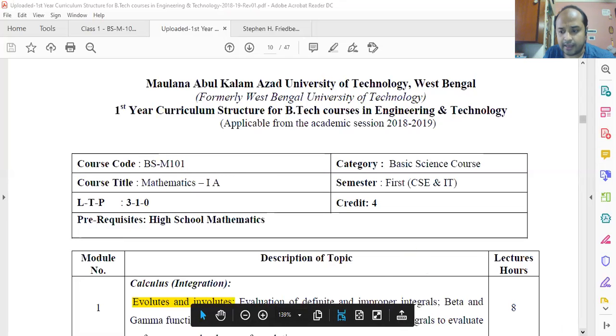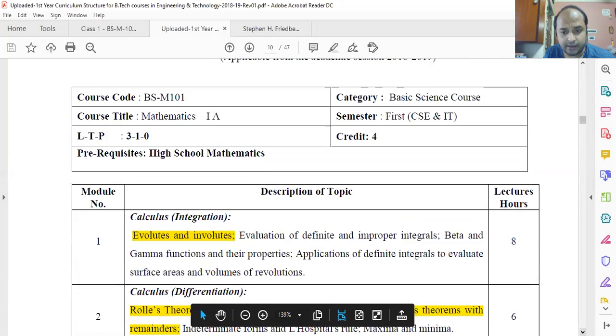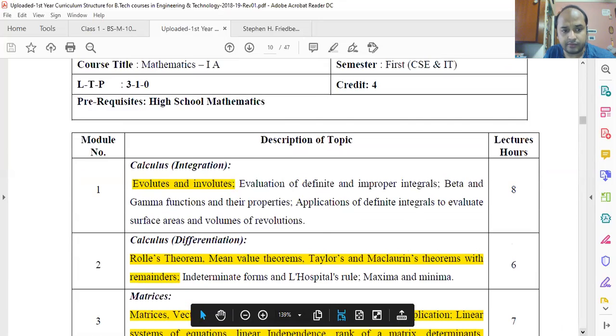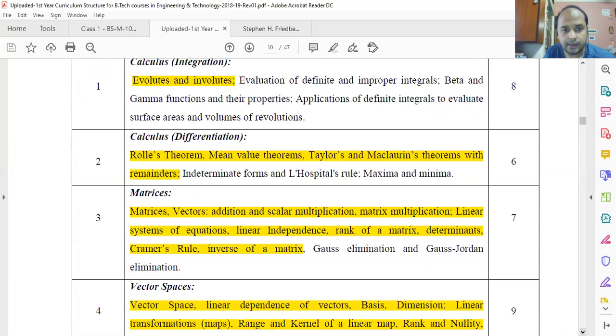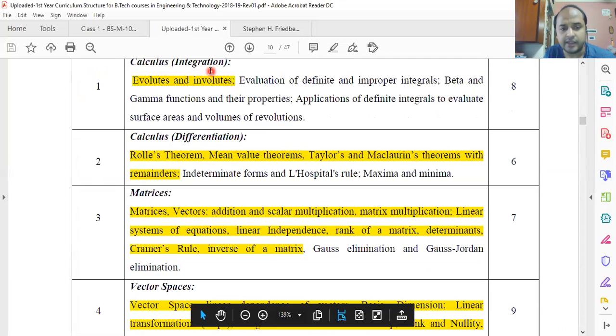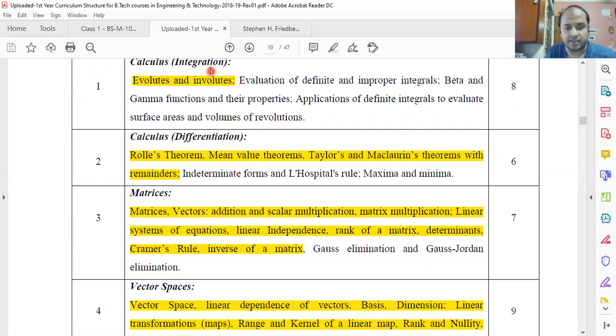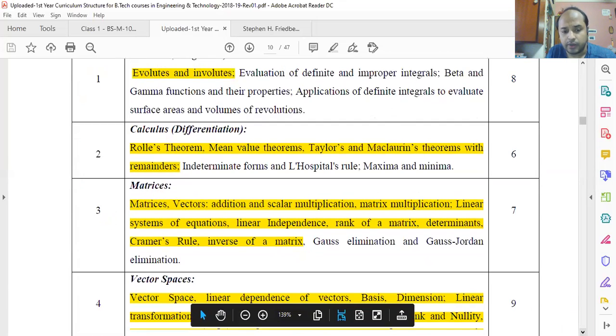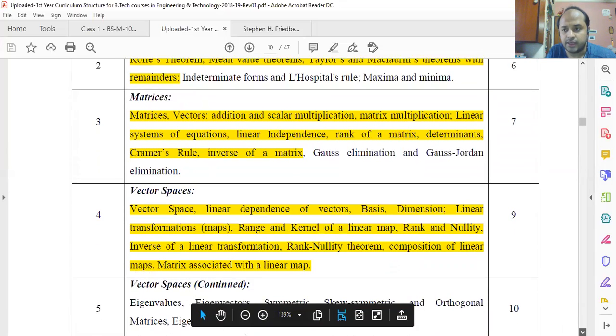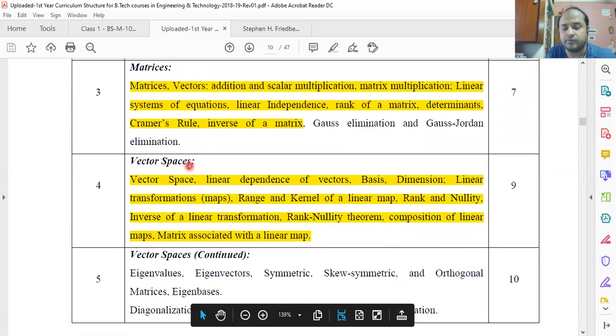Now, in this particular course, there are in total 5 modules. Module 1 consists of calculus, where integrations will be discussed. Module 2 has calculus in it with differentiation as the point of discussion. And in module 3, we have matrices. Module 4 and module 5 are totally based upon a new topic, which is called vector spaces.